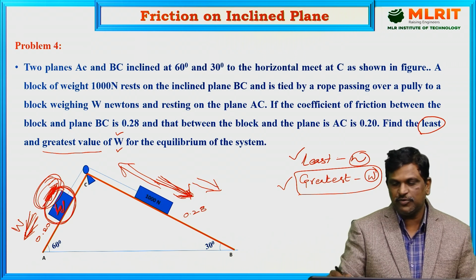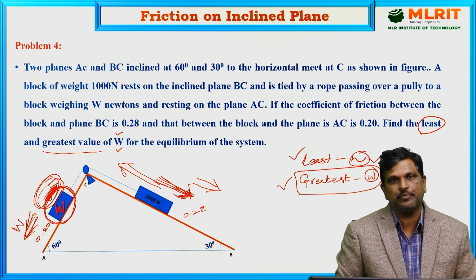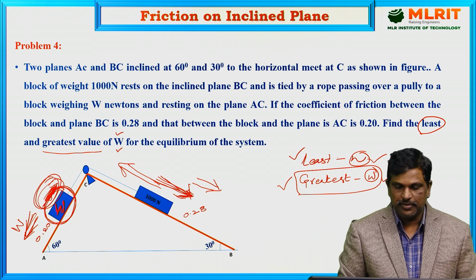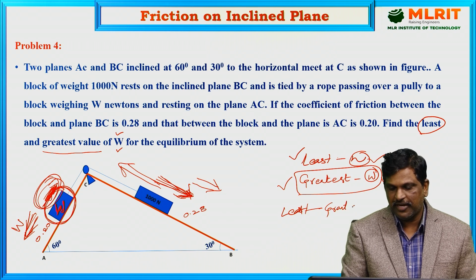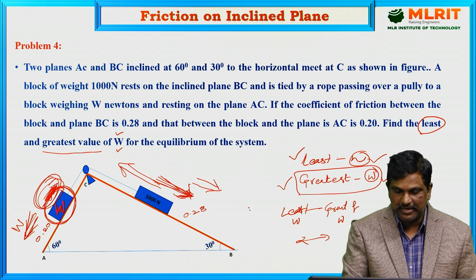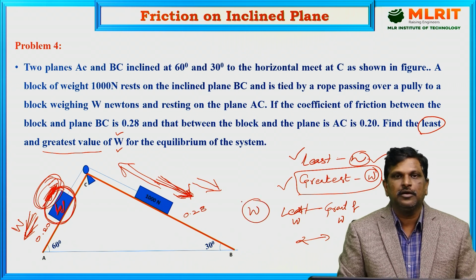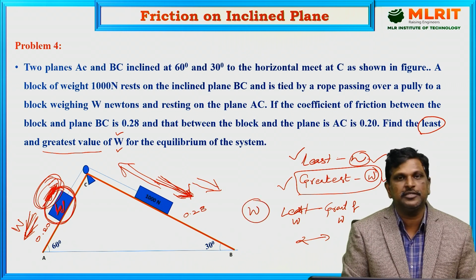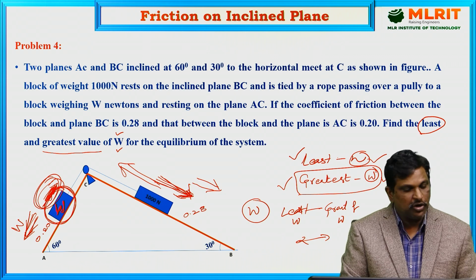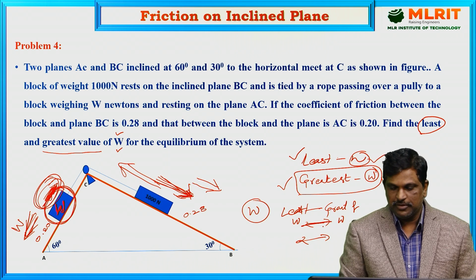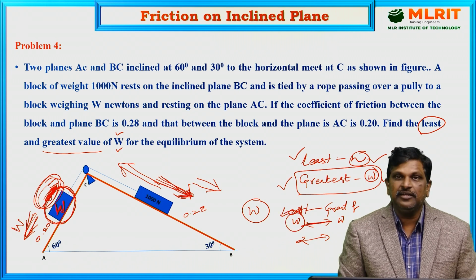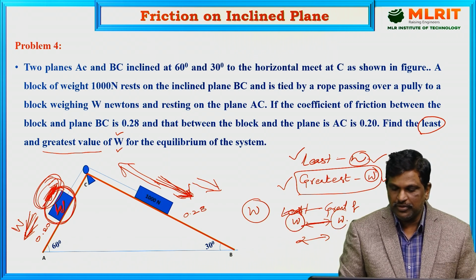Now find out two values of W which will keep the body under equilibrium. That means between the least and greatest value of W, the body will be under equilibrium. It is not a single value of weight which keeps the body under equilibrium. No, the body will be under equilibrium between a range of values of W, between the least value of W and the greatest value of W.